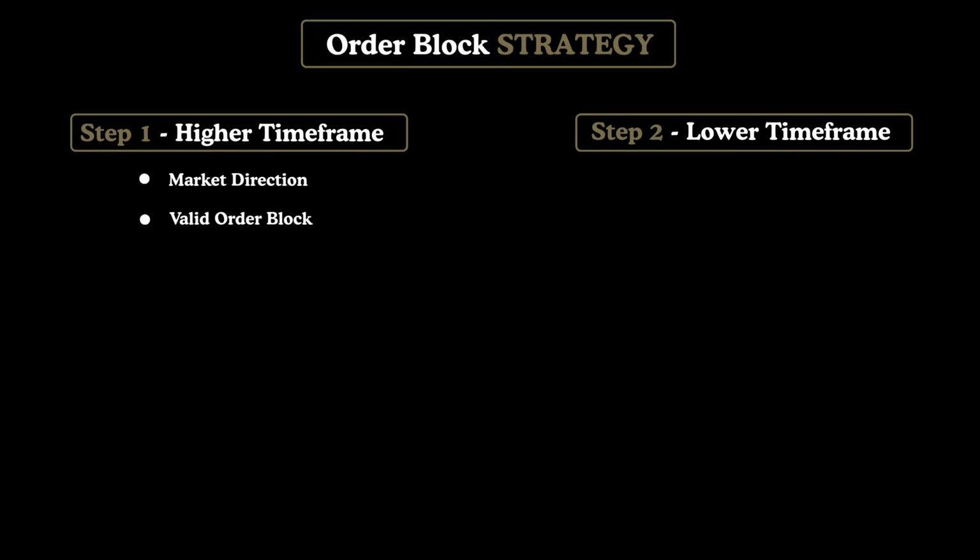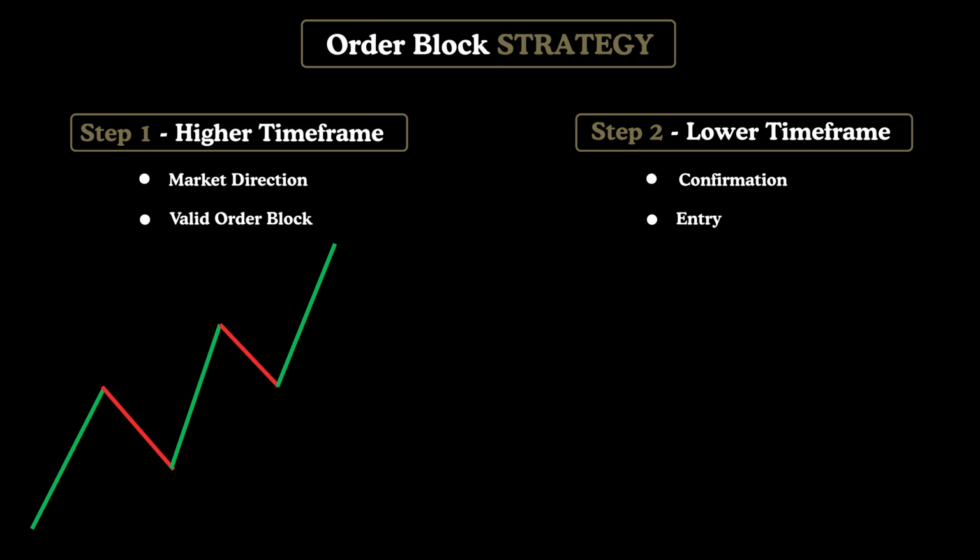Second, a lower time frame, where we plan confirmation and entry. Market direction, meaning whether the market is dropping or rising. If the market is in an uptrend, we identify bullish order blocks, usually the final bearish candle before the upward move. We'll also verify that the order block we're studying is a valid order block. Then, we wait for the price to return to that correct order block zone.